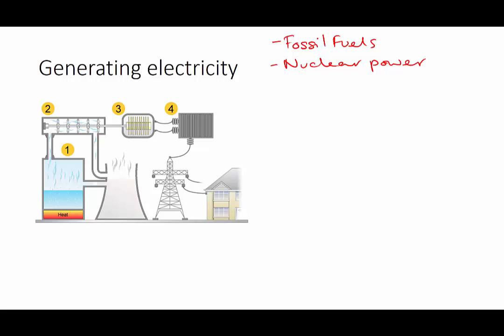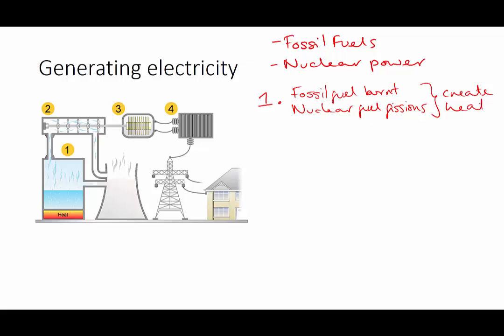So let's start off in section 1. That's a boiler. A fossil fuel is burnt or nuclear fuel fissions. Either of those methods create heat. The heat is then used to heat water to turn it to steam.